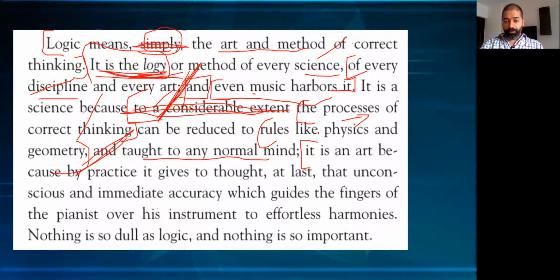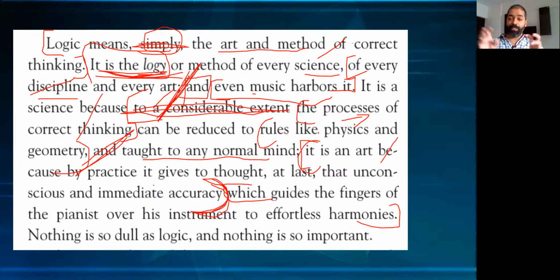Which guides the fingers of the pianist over his instrument to effortless harmonies. This part is useless. It's just elaboration, right? So you don't have to worry about this part. Okay, it's an art because by practice it gives to thought that unconscious and immediate accuracy. This is again, if I'm looking at just this standalone sentence here, see how many parts are there. It's an art, separate idea, because we are going to get the reason. What is the reason? By practice, it gives to thought that unconscious and immediate accuracy.